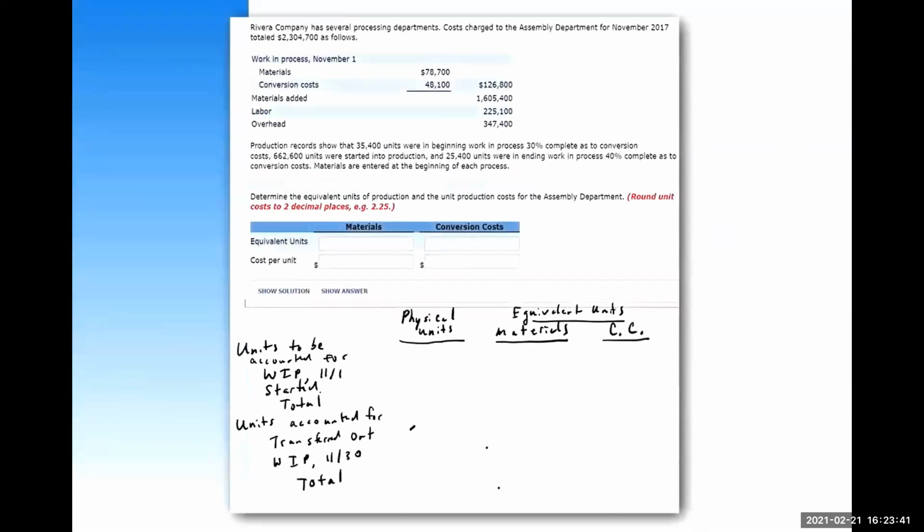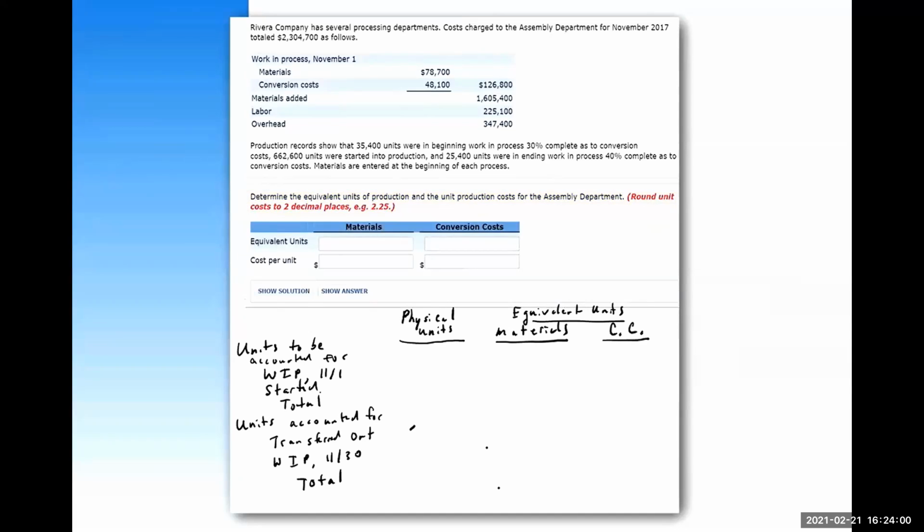The first part of this problem requires that we determine the equivalent units of production and the unit production costs for the assembly department. To start this problem, we will first deal with the units to be accounted for as well as the units accounted for.